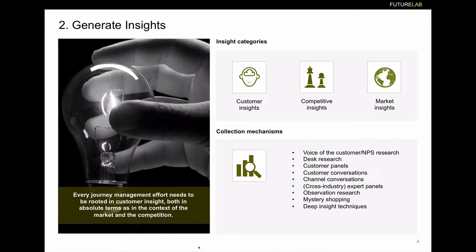Now, those three insight categories typically are collected through a whole host of materials. There is voice of the customer or NPS research. There's desk research, in which as Futurelab we go into companies and really try and raid their cupboards, because typically they have massive amounts of market research data lying around which nobody ever looks at, but which is a goldmine in information. We can have customer panels, we can have customer conversations with channel partners. In other words, if you're in a retail business or if you're in a business with repairmen, these people can tell you massively interesting things.